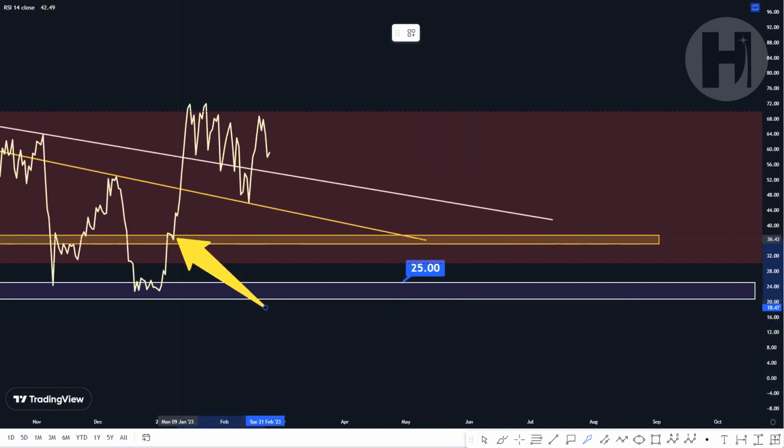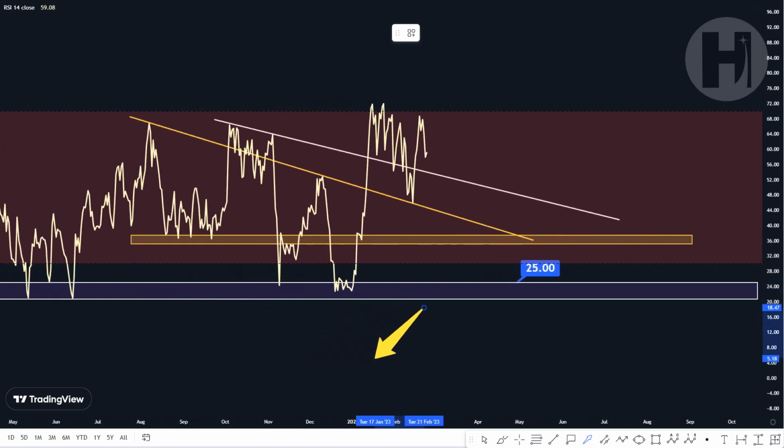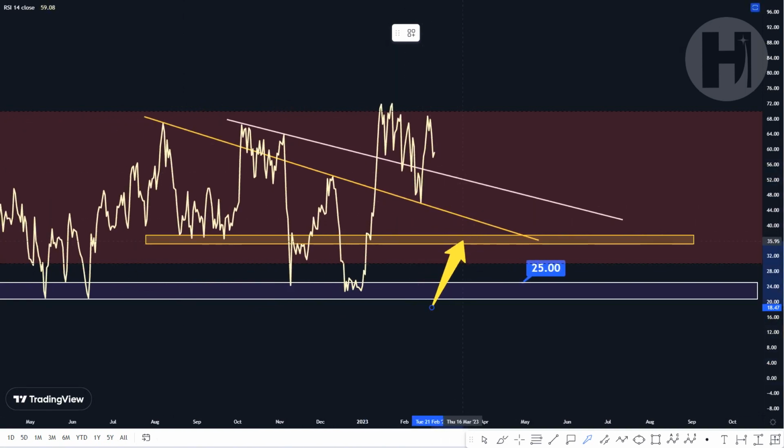But you can see that we had sort of a back test of support, but not really. I wouldn't consider that a back test of support. So I would be looking for another move back down here. As you can see, we're very overextended up near the RSI of 70. So we want to see a healthy retracement.